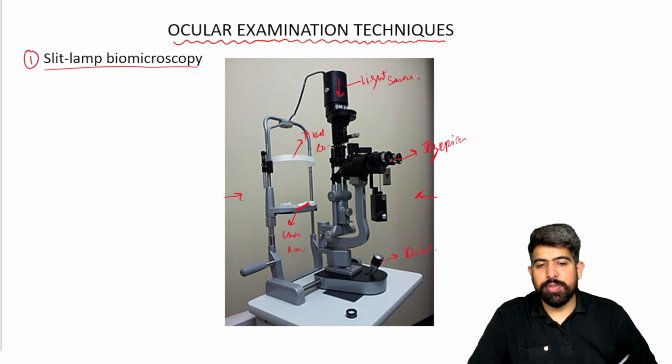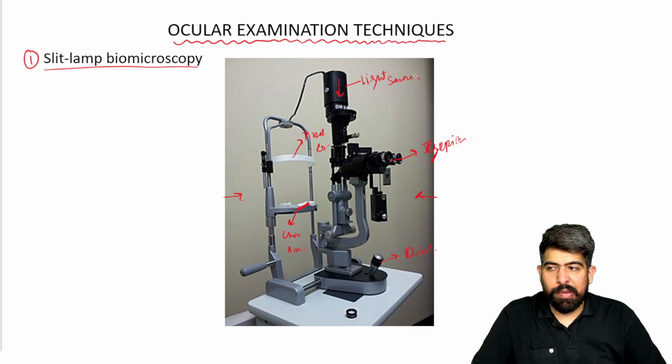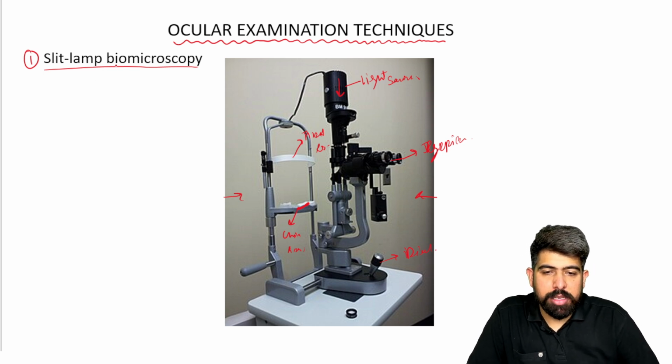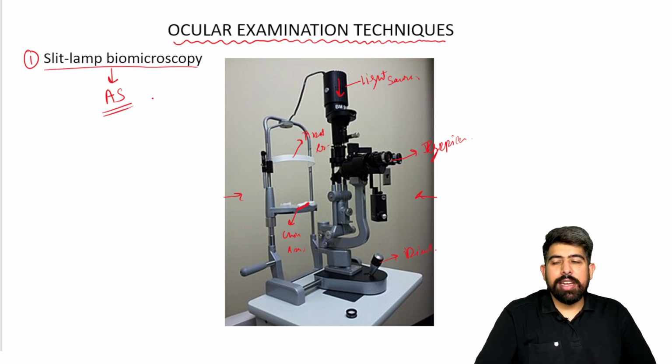Okay, this is your light source, where the light will be falling from. The patient will be sitting in front of the doctor, and the doctor will evaluate from here. Just please remember, with the slit lamp biomicroscope, we can evaluate only the anterior segment.